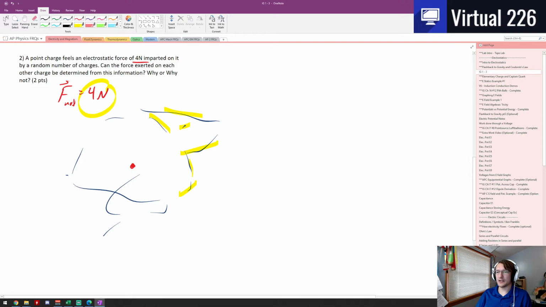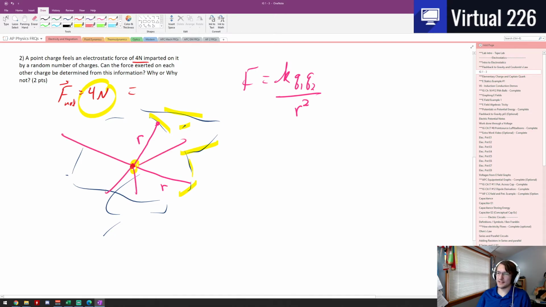This 4 newtons acting on our point charge to begin with is the sum of forces. And we don't even know where these things are distributed. So what we would need to know in order to get the force on one of these particles out here, I'll draw it in pink, is K, which we do know, but then we need to know Q1 and Q2, and we need to know the distance, r squared, between them. We would need to know all these r values. We don't know any of this.